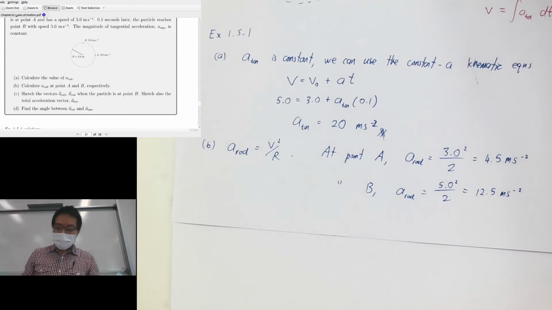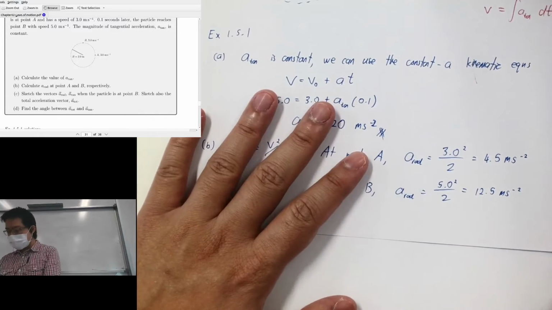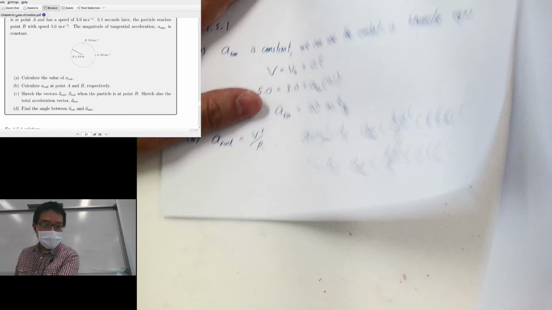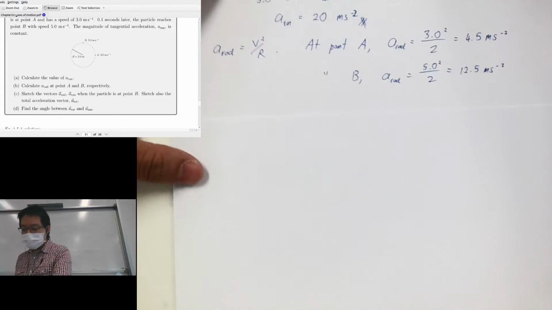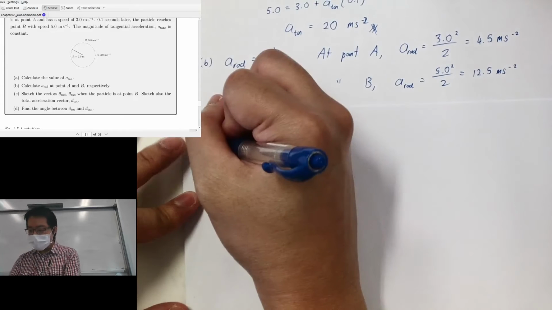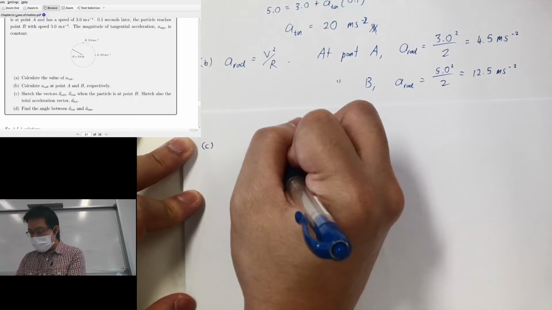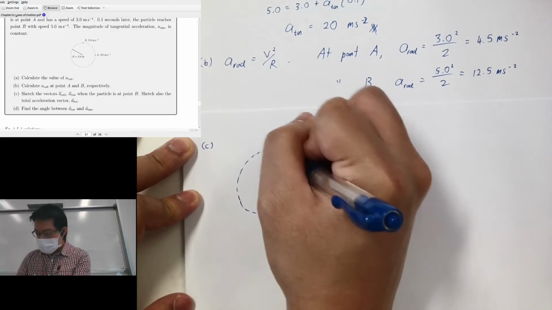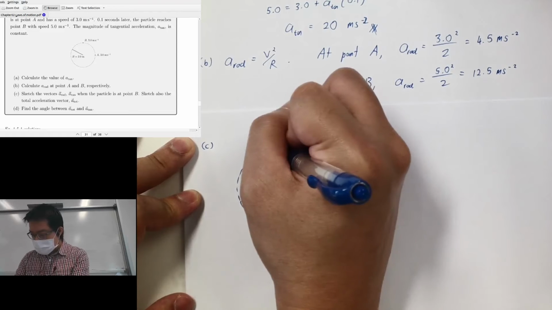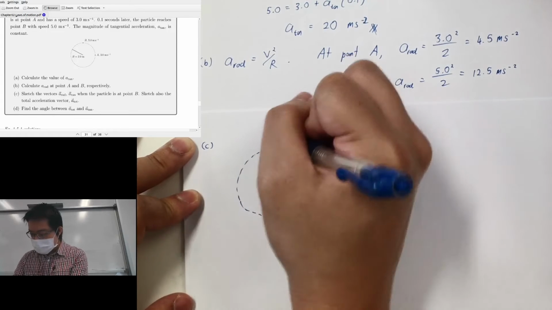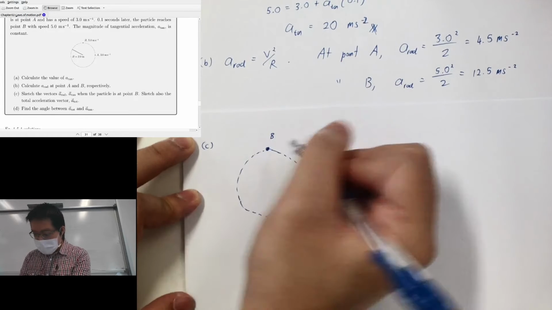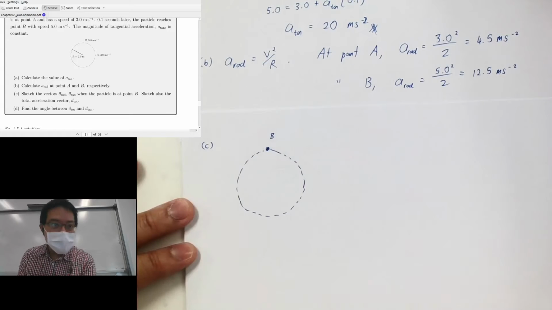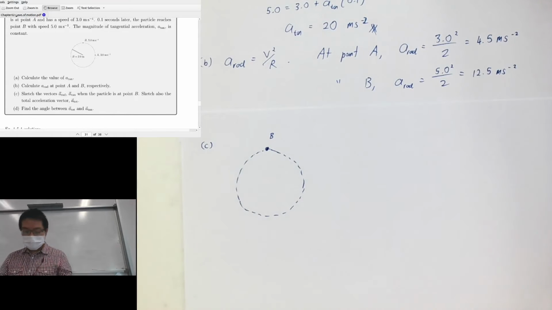Then for part C, we want to sketch the vectors when everything is at point B. So let's draw part C. Point B is somewhere here, right? Let's say my B is here. Then I sketch the vectors A radial and A tangential and determine the total acceleration.